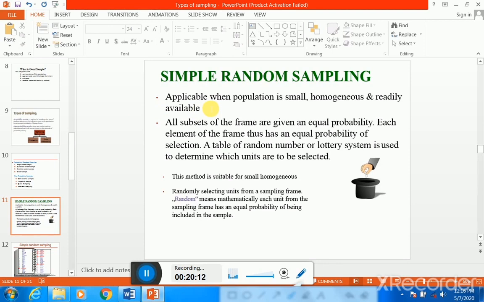Simple random sampling is applicable when the population is small, homogeneous and readily available. First of all, let me explain what simple random sampling is. By the name it is clear: simple, random and sampling. It is sampling where units have the same probability or chance of selection. All subsets of the frame are given an equal probability. Each element of the frame thus has an equal probability of selection. A table of random numbers or a lottery system is the common example of this.